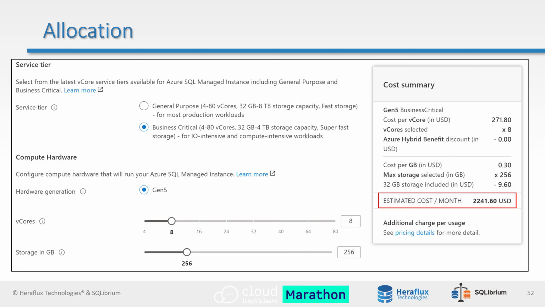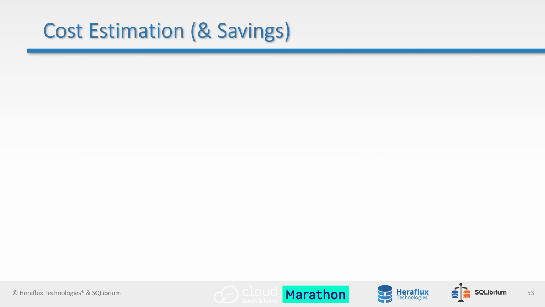Example here, business critical Azure SQL managed instance. I'm going to deploy this as Gen 5, 8 virtual cores, 256 gigs of storage. Right there, estimated cost 2,241 USD at the time I took the screenshot. Be careful with this. If you don't need all 8 cores, or if you turn it on and forget about it, you're still paying that. That adds up really quick.